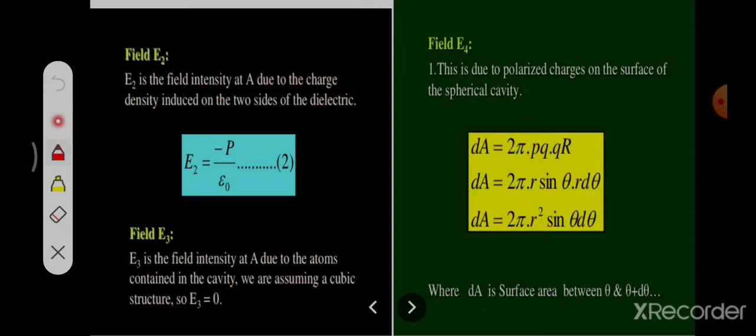Field E4. This is due to the polarized charges on the surface of the spherical cavity. We know that dA is equal to 2 pi into PQ into Q into capital R. From this, dA is equal to 2 pi R sin theta into R d theta. dA is equal to 2 pi R square sin theta d theta, where dA is the surface area between theta and theta plus d theta.